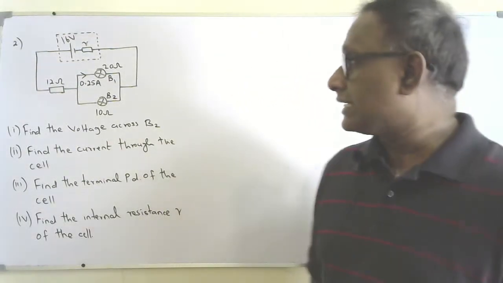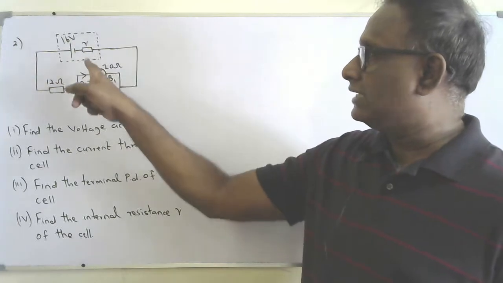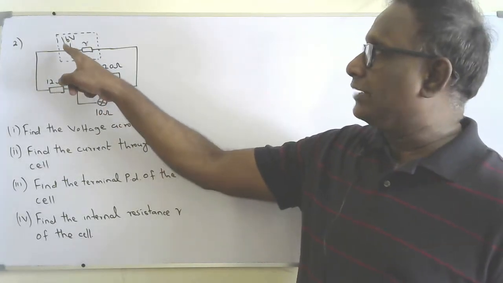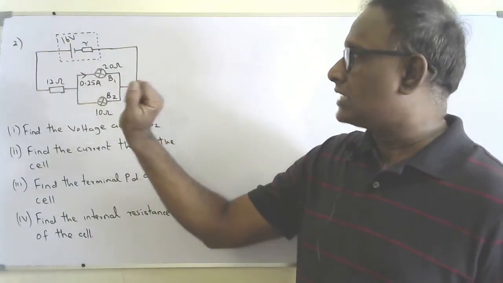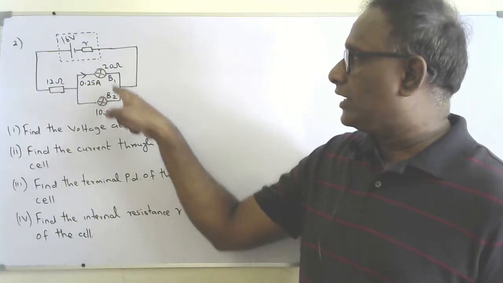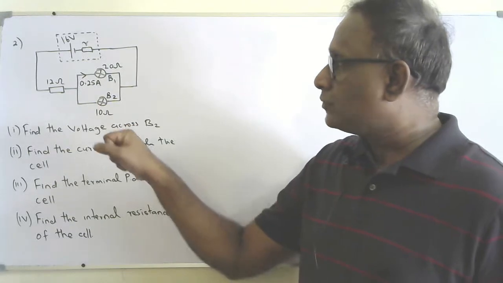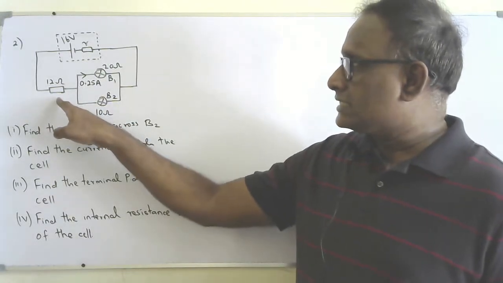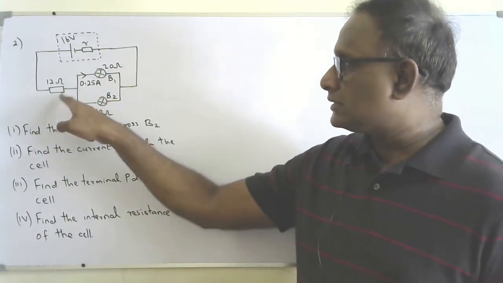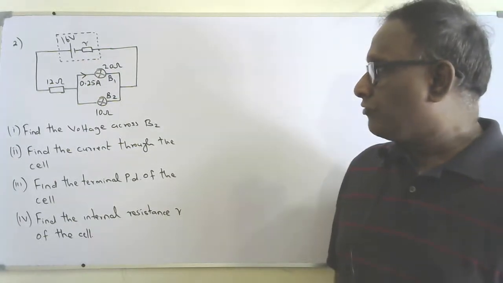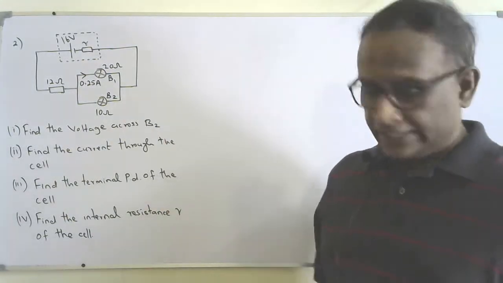Okay, so this is the second question. A real cell that has EMF 16 volt and internal resistance r. There are two bulbs B1, B2 connected in parallel. Their resistances are 20 ohms and 10 ohms. And a resistor is connected in series with the combination of these two bulbs that has resistance 12 ohms. Find the voltage across B2. Okay, that's the first part.